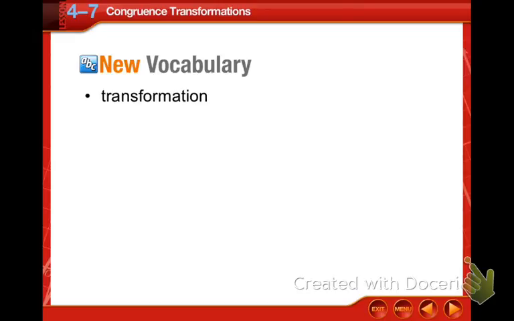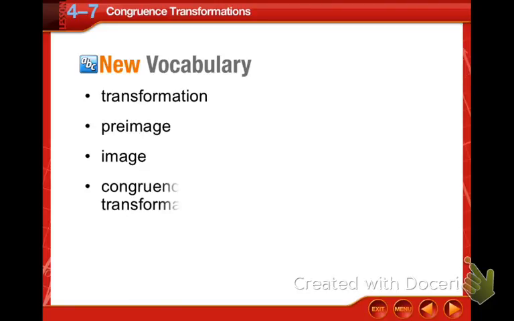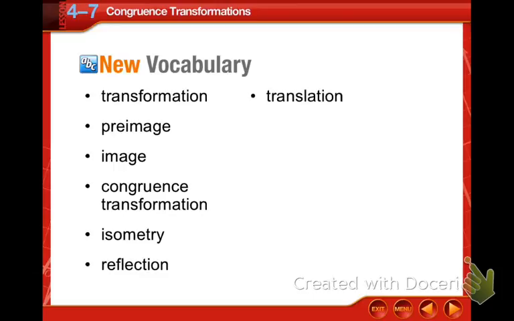Anyway, besides all that, here's our vocab for today's notes. Transformation, pre-image, image, congruence transformation, isometry, reflection, translation, and rotation.